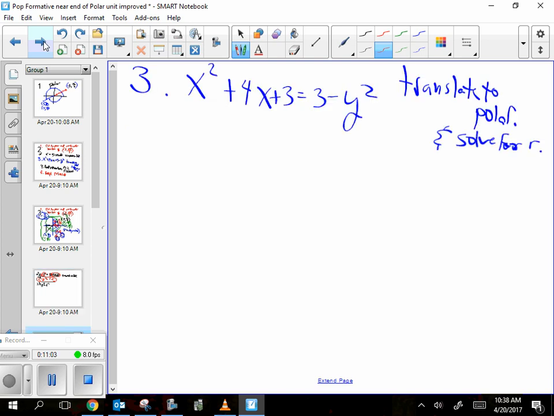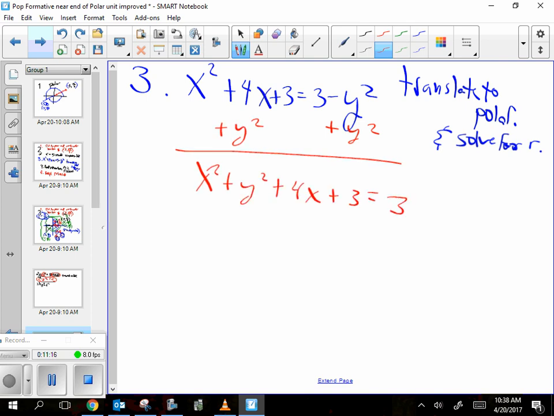So, all right, moving on to number 3. Translate to polar. My first thought was to get the x squared and the y squared together. So I'm going to add y squared to both sides. And that way I have x squared plus y squared plus 4x plus 3 equals 3. Then I'm going to subtract 3 from both sides. Why did I do that? Because I wanted to get it to equal 0. And the 3's just both disappear. So there it is. There's my equation.